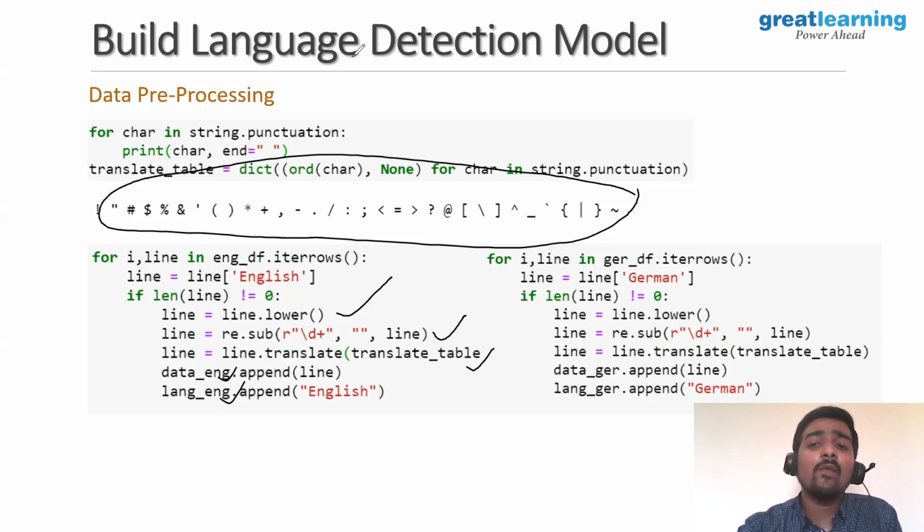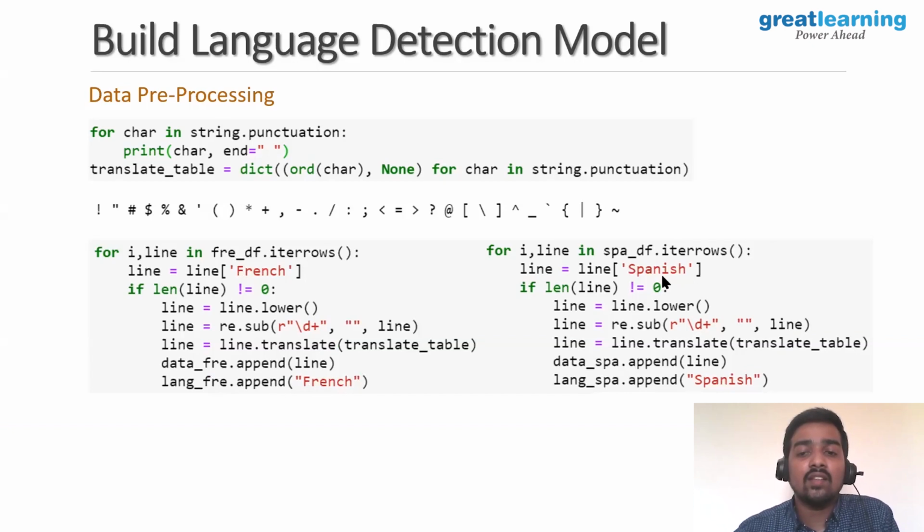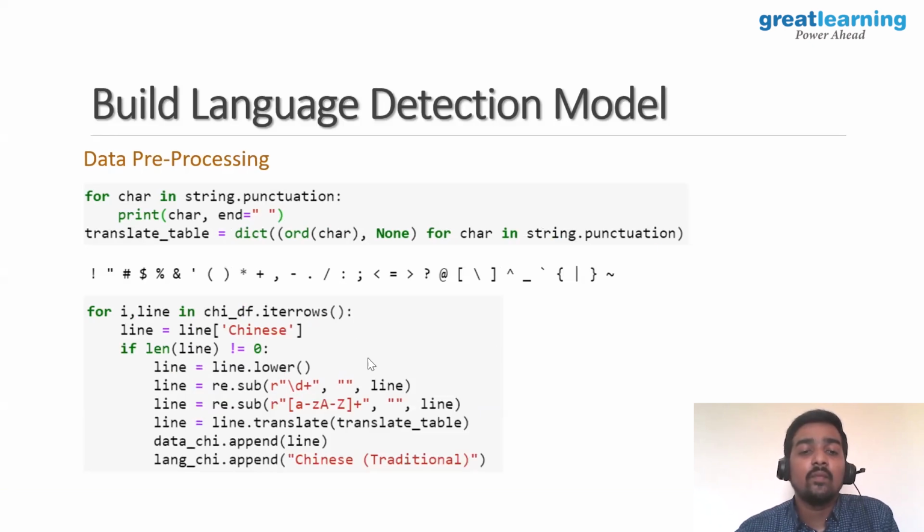We have done the same for the German language. There is no difference in the pre-processing steps for German. For French and Spanish also, you can see the steps are almost the same, but we will see some additional code for Chinese. So what is it? Along with the existing lowercase conversion, removing digits and removing the punctuations in the translate table, we are also removing the English alphabets, because English alphabets in Chinese text will not really make any sense, right? So I have added some more regex expressions to remove the English alphabets from this Chinese text.